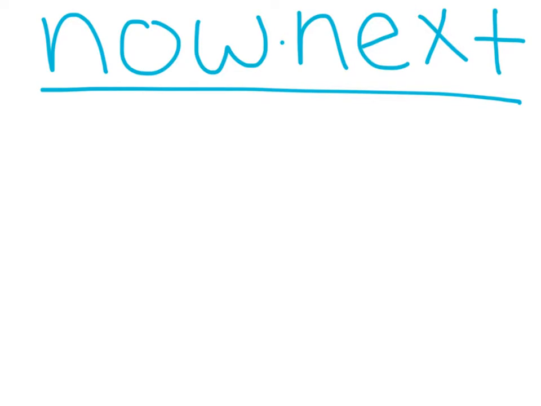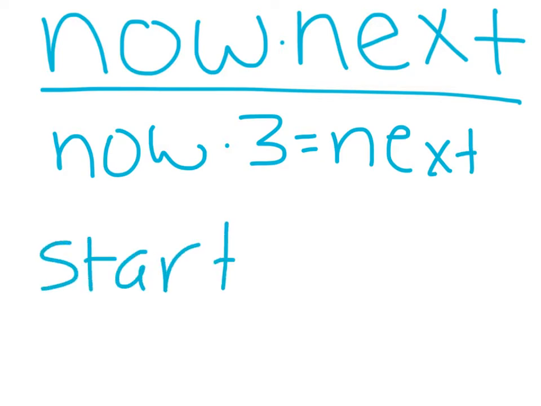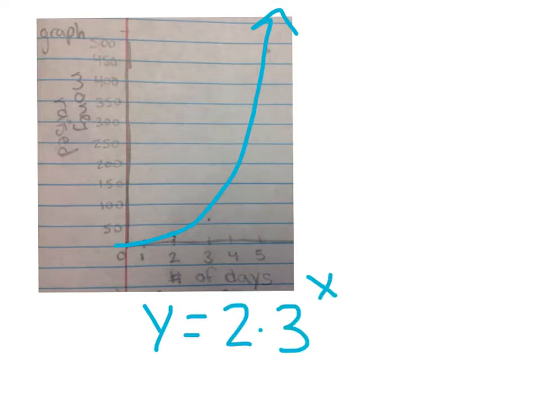Our next equation for this problem is now times 3 equals next with a start of 2. You can tell that this problem is exponential because the line is curved and does not go in a straight line. It just keeps curving and growing up quite rapidly. And the explicit equation for this is y equals 2 times 3 to the x power.